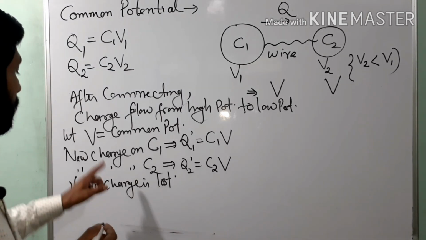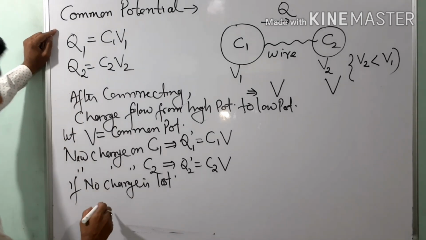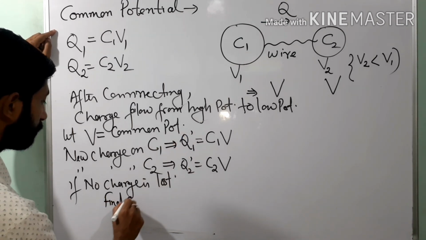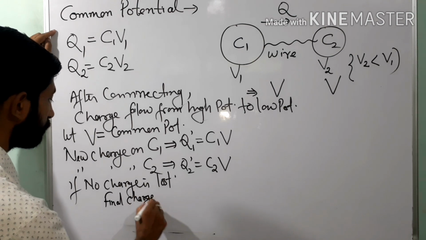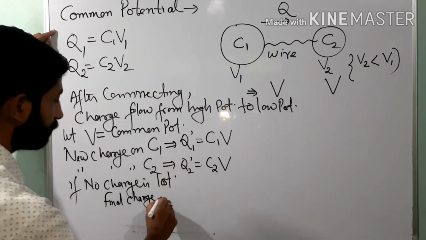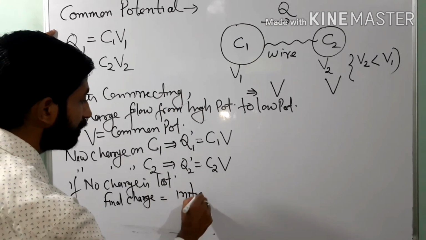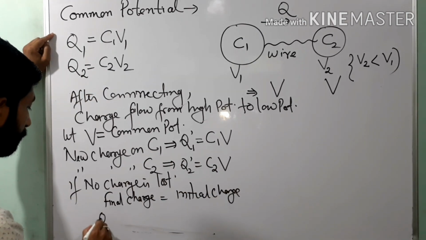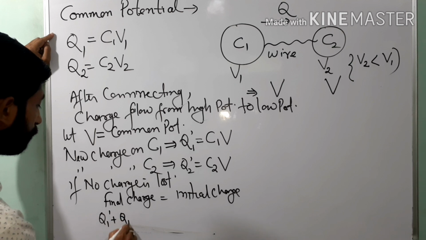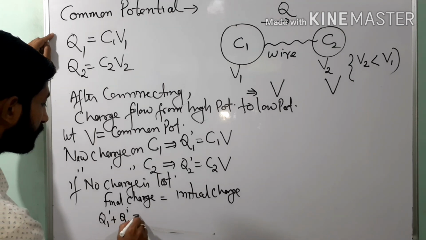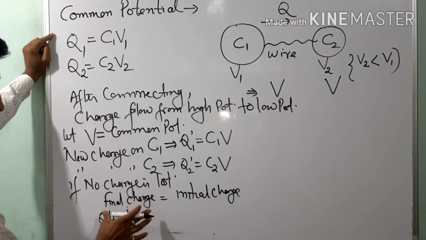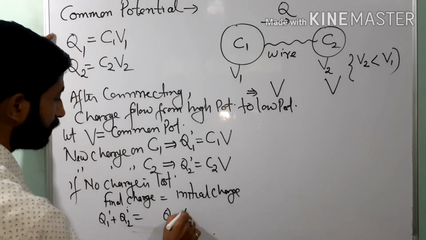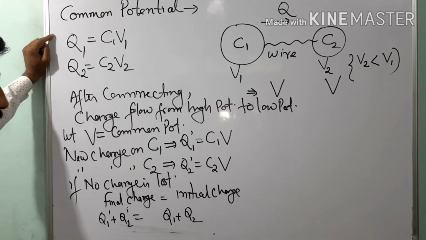Okay. Now by conservation of charge, we must have the final charge on C1 plus C2 equal to the initial charge. What is the final charge? That is Q1 dash plus Q2 dash, and this final charge will be equal to the sum of the initial charge, that is Q1 plus Q2.